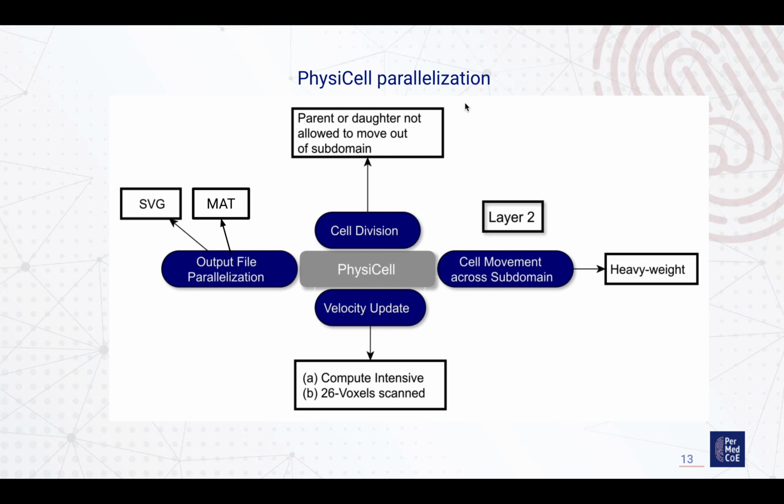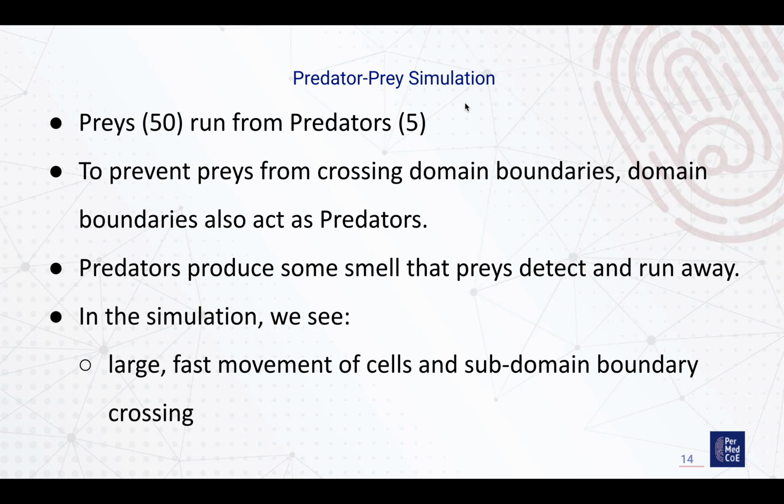As far as velocity update is concerned, it is a very computationally intensive process. If you consider a local velocity update, then a particular cell only takes into account the cells which are in its current walk cell. But for a remote velocity update, it also considers the cells which are in its 26 neighboring walk cells. The output file parallelization is also an extremely time-consuming process, but we have already parallelized the SVG and the MATLAB file writing process. So I show a predator-prey simulation.